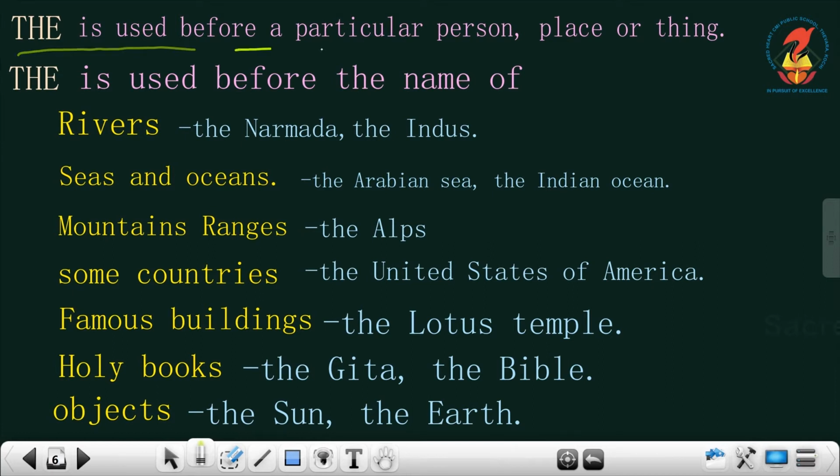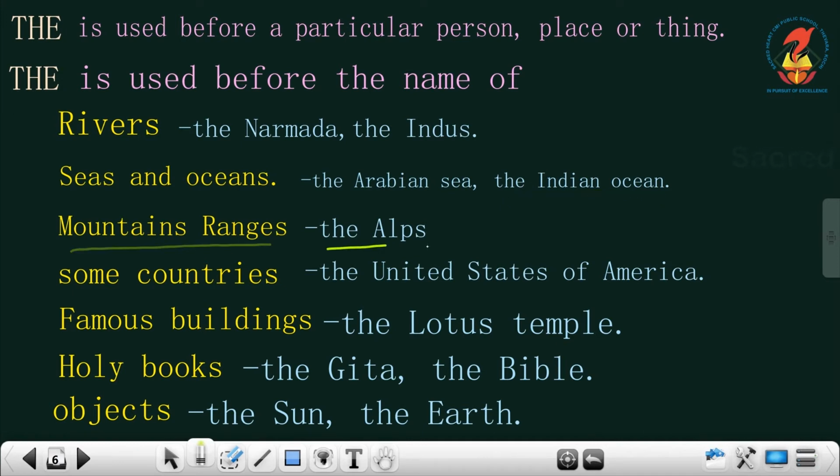The is used before a particular person, place or thing. So article the is used before a person, place or thing. Article the is used before the name of rivers, that is special names. Rivers, for example, the Narmada, the Indus. Now seas and oceans, the Arabian Sea, the Indian Ocean.